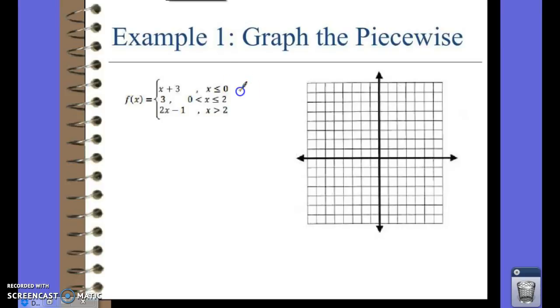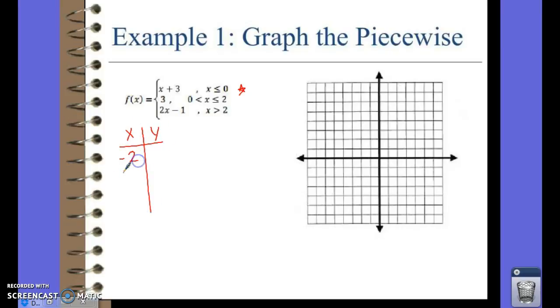So if I treat the top function in red, I want to find values for x that are going to be true to this inequality. Well, x has to be less than or equal to 0. So that means I need negative numbers.